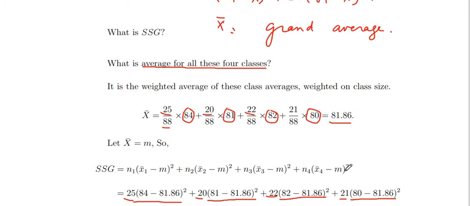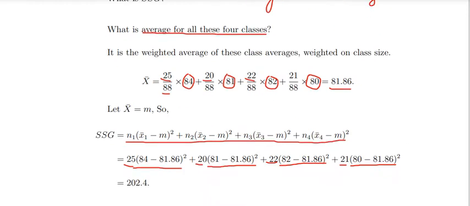So here we have this formula. SSG, we can use this formula. But we don't need to remember this formula. We just need to understand this formula, right? So we can get this. After a little bit of calculation, we found SSG equals 202.4. So then we need to find SSE, then find the F value, right?